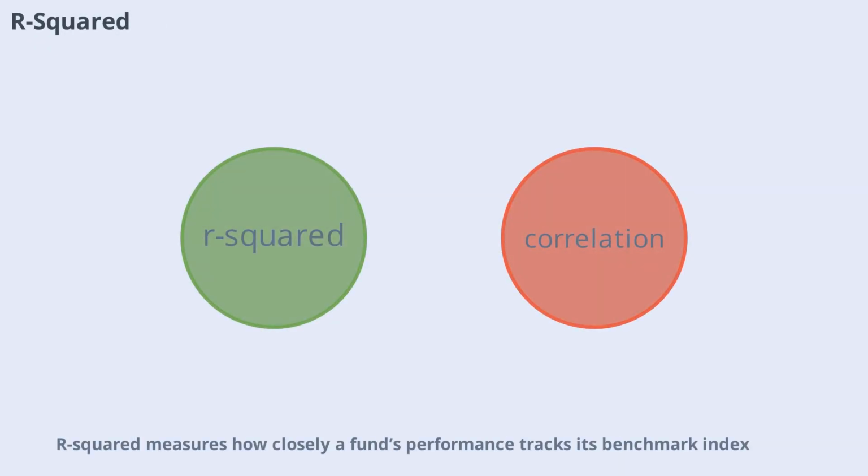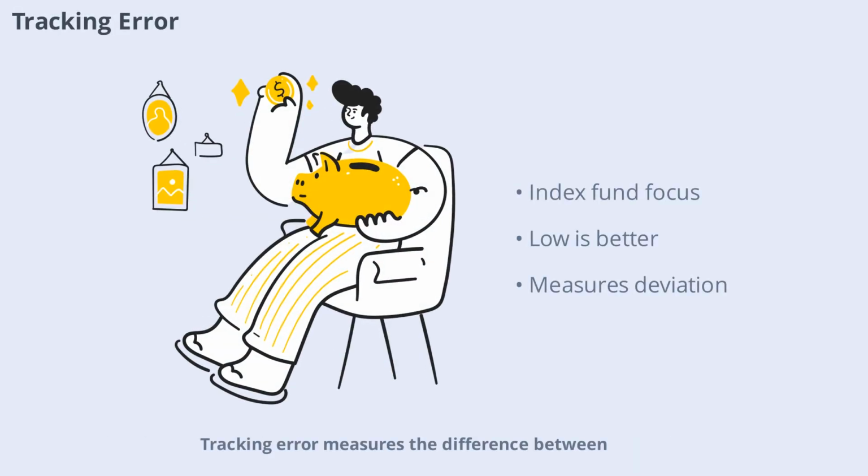R-squared measures how closely a fund's performance tracks its benchmark index. It ranges from 0 to 100, with higher values indicating a stronger correlation. An R-squared close to 100 means the fund's returns move almost in lockstep with the benchmark, while a lower value suggests more independent performance. This metric helps investors understand how much of a fund's results are due to market movements versus manager decision.